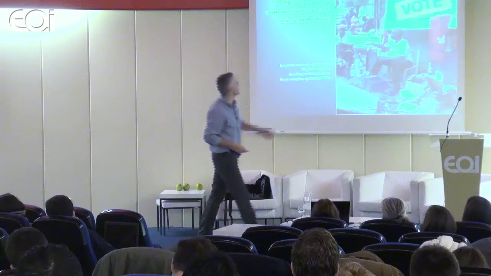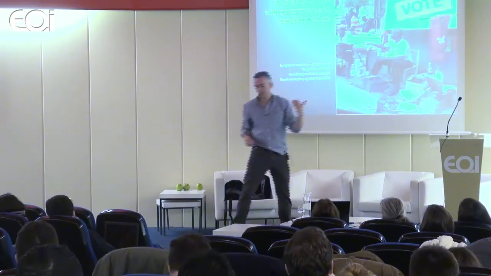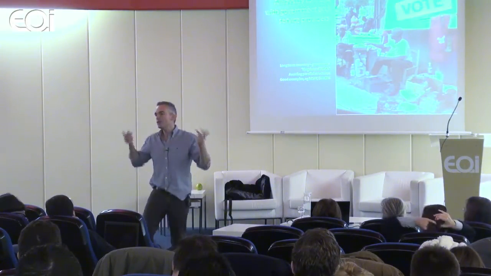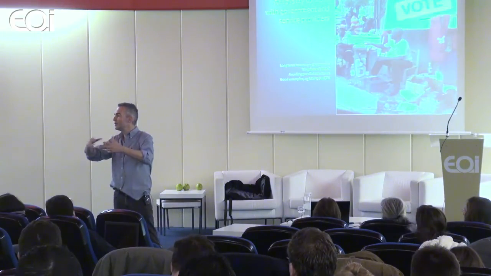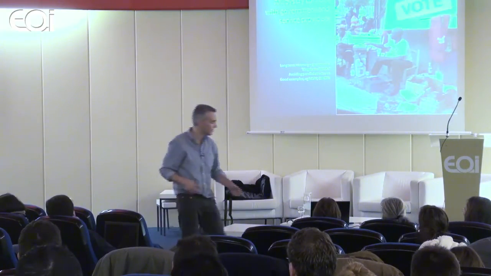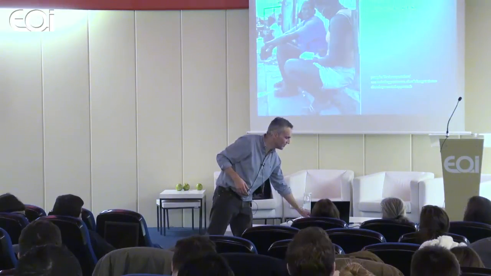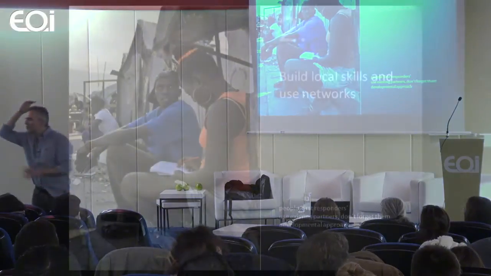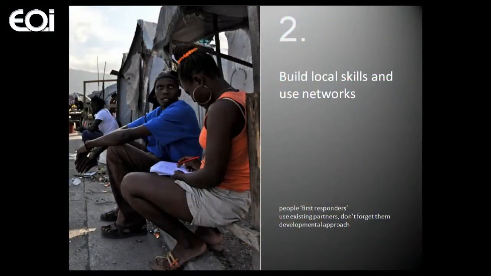So where we can, we must try and work through governments around electoral reform, around working in the systems. Now that's incredibly hard, but if we don't do that, we don't solve the problems, we continue the dependency. Okay, the second one, again, it sounds very obvious, but work with local people. People aren't helpless victims, and it's a huge problem.